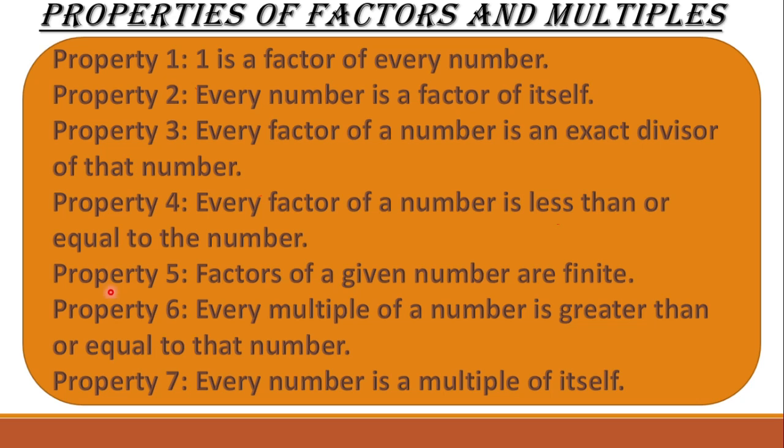Now, the fifth property is factors of a given number are finite. Means what is finite? Finite means countable. So we can count the factors. Now as I said, factors of a given number are less than or equal to the number. So the maximum is the number itself only, right? Then we can say factors is countable. So we can count them. So factors of a given number are finite, which is we can count them.